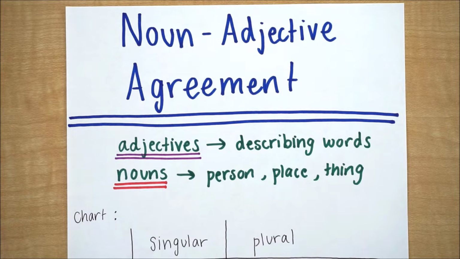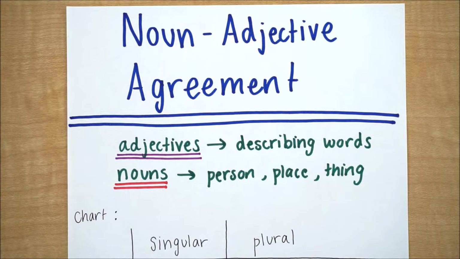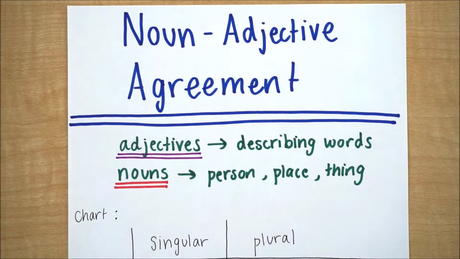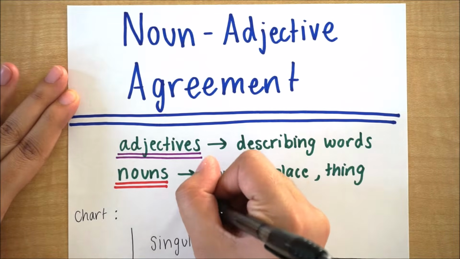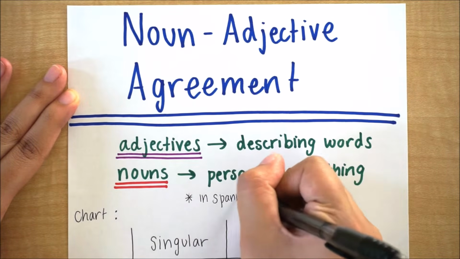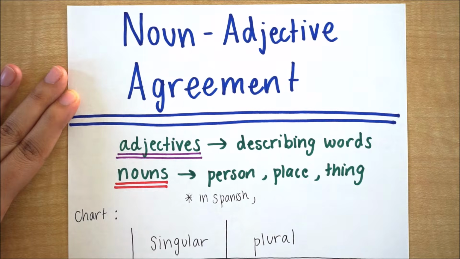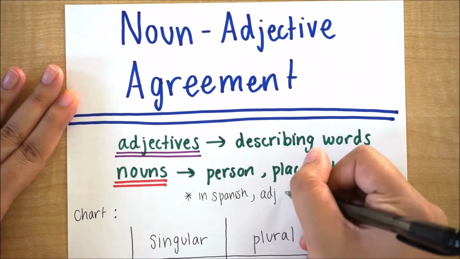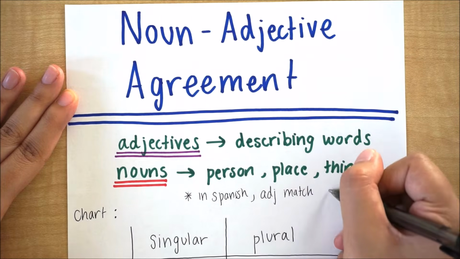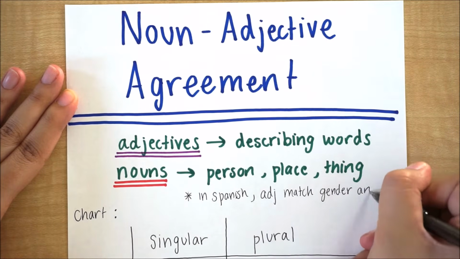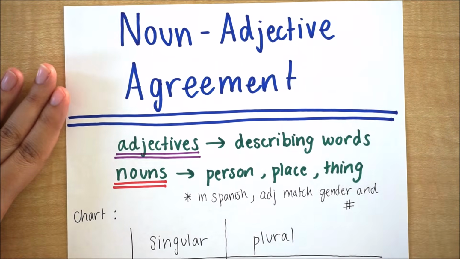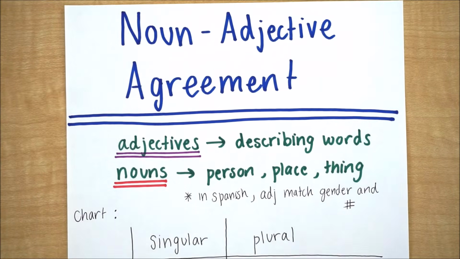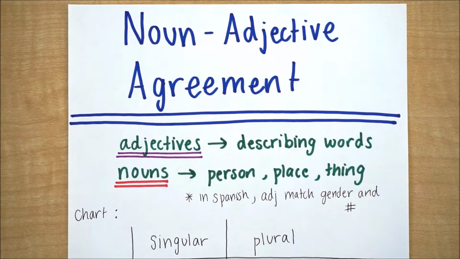So just as a little refresher, what are adjectives? What are nouns? So adjectives are describing words, and they're usually used to describe nouns. And a noun is a person, a place, or a thing. So in Spanish, we have to make sure that our nouns agree with our adjectives, and our adjectives match our nouns in gender and in number. So that's a very important note to take away.